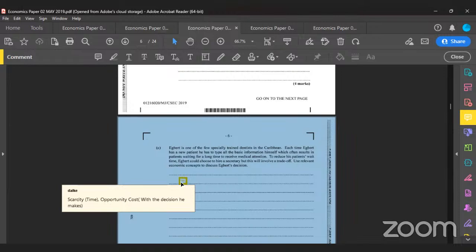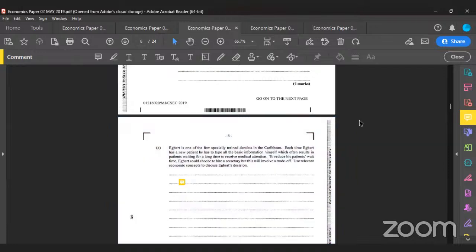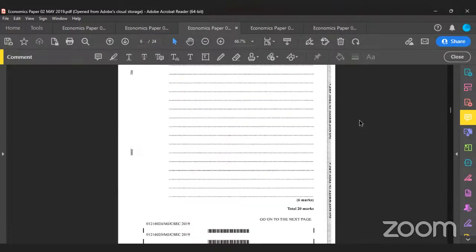So when he types himself, it takes time to get through to the patients, right? Or to treat them. If he delegated the task, however, then he could have actually treated the patients, right? So we understand the concept of opportunity cost from this little scenario that we have. So let us see what number two is going on with.